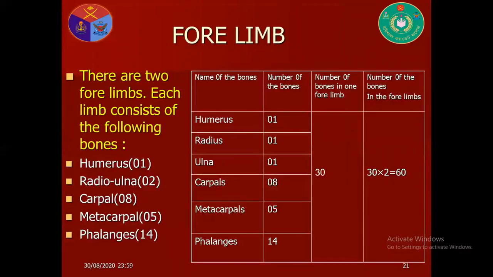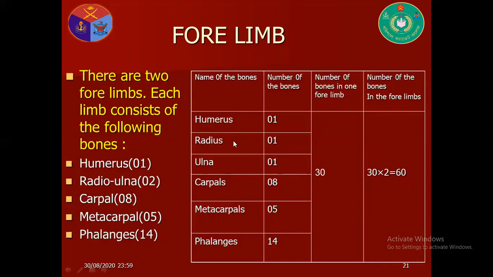Forelimb. There are 2 forelimbs. Each limb consists of the following bones: humerus is 1, radioulnar is 2, carpal is 8, metacarpal is 5, and phalanges is 14. So its number is 30. One limb consists of 30 bones. So 30 times 2, because we have 2 limbs, I mean 2 arms and 2 hands, so its number is 60. So the 2 forelimbs consist of 60 bones.